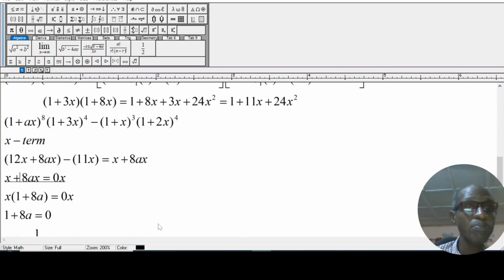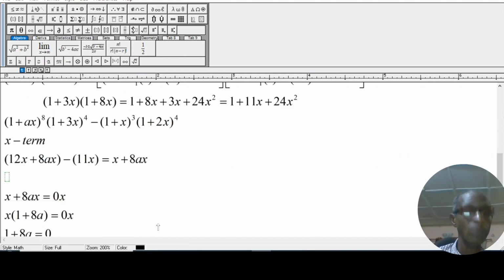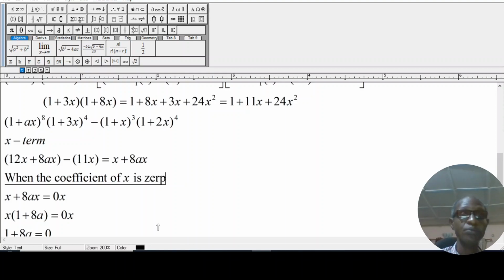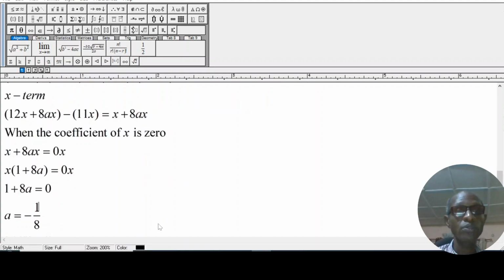So that's how to go about it. So we are getting the value for our a. Our a is minus 1 over 8.